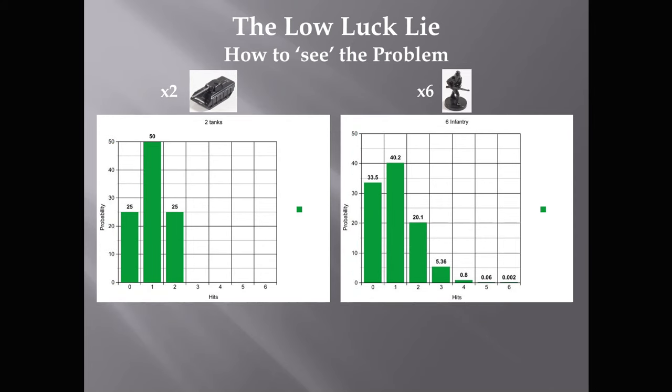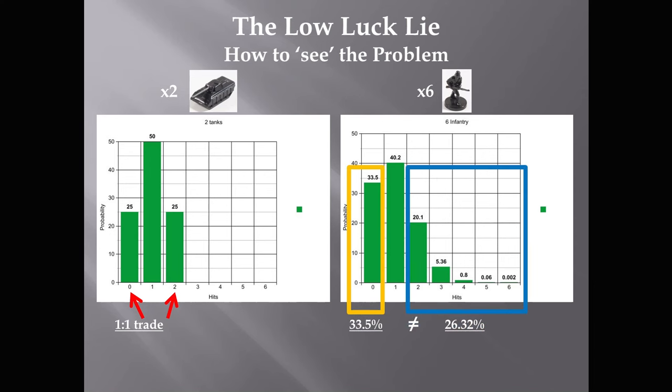Well, for the armor, it's pretty simple. They're giving up the ability to score 2 hits at 25% for the ability to score 0 hits at 25%. So it's a 1-for-1 swap. Seems like a fair trade. Okay, let's do this same example, but with the infantry. Let's add up everything to the right of the 1 and compare it to everything to the left of the 1. And as we can see, the infantry's ability to score 2, 3, 4, 5, and 6 hits all added up is well under its ability to score 0 hits.